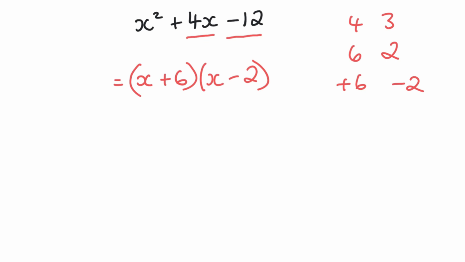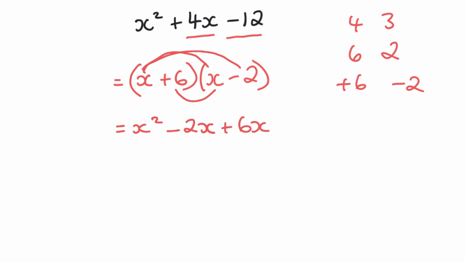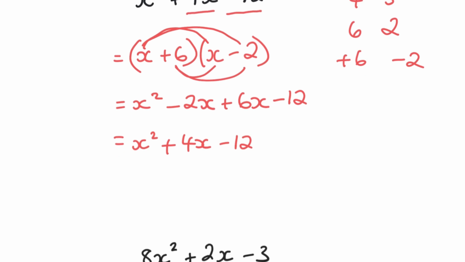right values. So we've got x times x is equal to x squared, x times minus 2 is minus 2x, x times 6, 6x, and 6 times minus 2, which is minus 12. So we can simplify that to x squared plus 4x minus 12, which is the equation that we started with. So we know that we've got the right numbers in the brackets here.